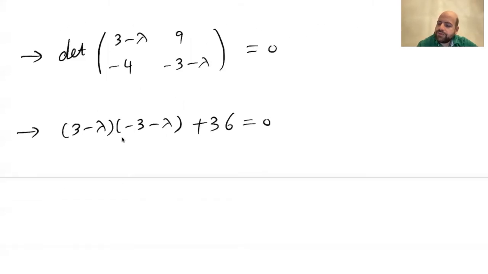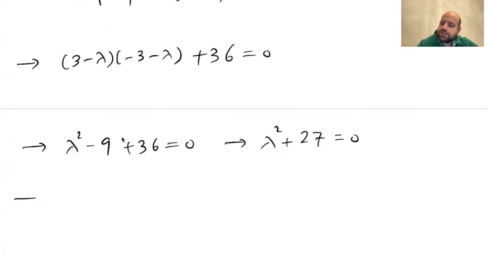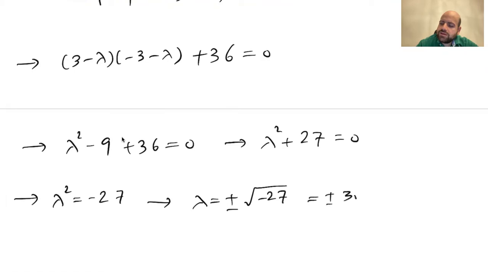equals 0. So that gives me lambda squared minus 9 plus 36 equals 0. That gives lambda squared plus 27 equals 0. So lambda squared will be equal to minus 27. And therefore lambda is equal to plus minus root minus 27, which is plus minus 3 root 3 i.